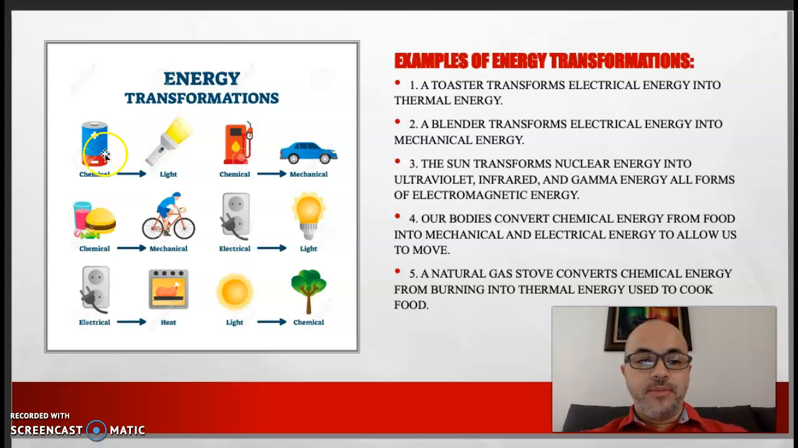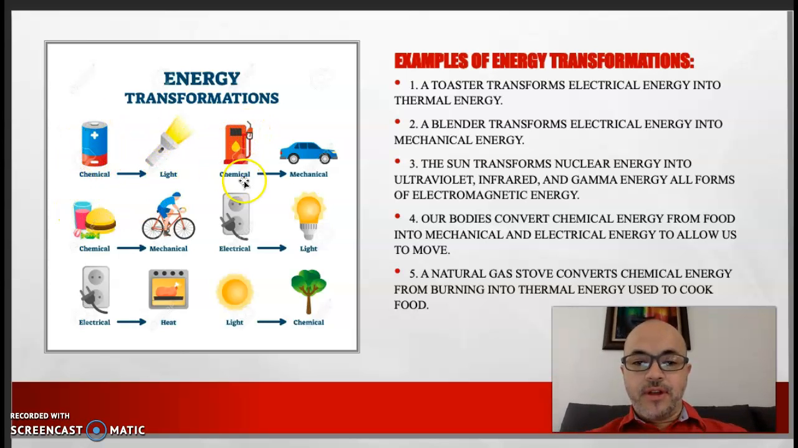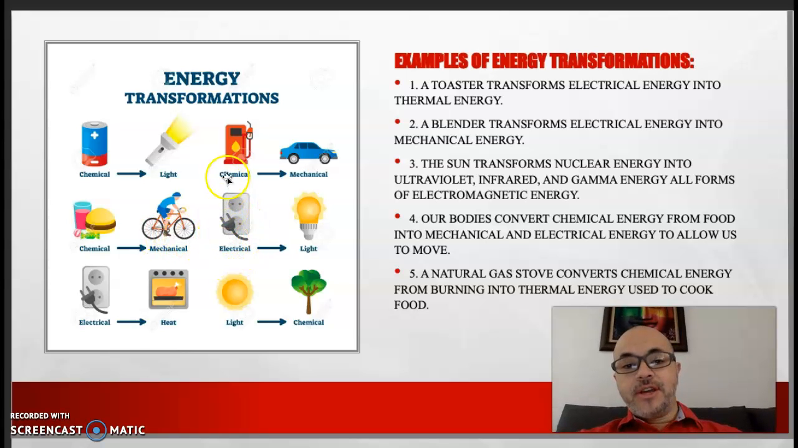For example, here in the picture, we have chemical energy transformed into light. The energy in the batteries is transformed into light energy. Here, another chemical energy, like gasoline, is transformed into mechanical energy, which makes the car move. Chemical energy like the food that we eat is transformed into mechanical energy, giving us energy to move and do different activities like cycling. Electrical energy as well can change into light energy.